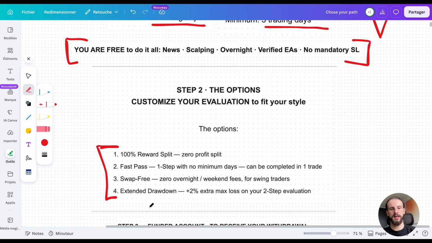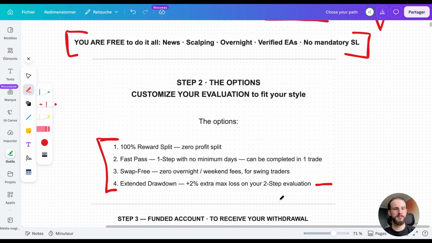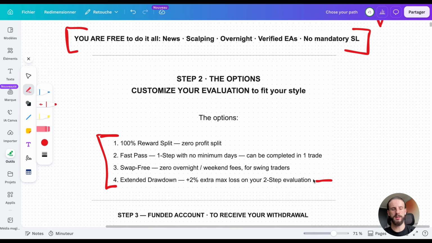And the fourth and last one is the extended drawdown that gives you an extra 2% of max drawdown, only on the 2-step evaluation. With this option, you can get even more room to breathe while you're trading. I like this one personally. So as you can see, whatever your style is, patient, fast, or maybe you're a swing trader, you can shape your challenges around the way you actually trade with these different options.